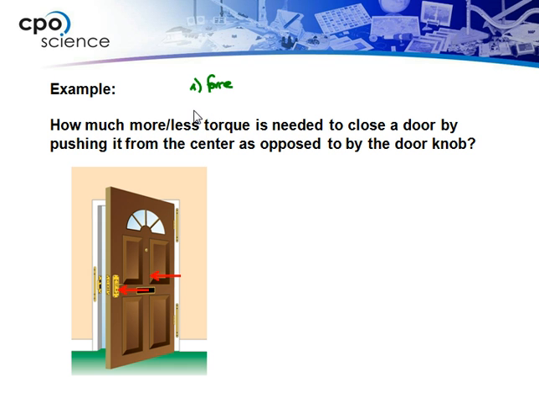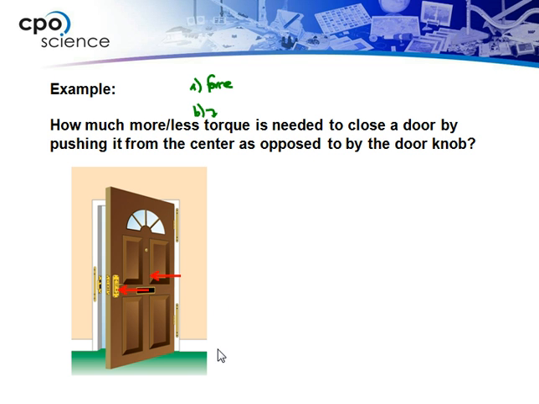So I'm going to ask two questions. Part A: how much more or less force is needed? And then how much more or less torque is needed to close the door by pushing it from the center, that's right here at this arrow, as opposed to by the doorknob over here.